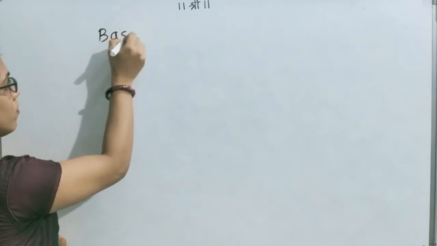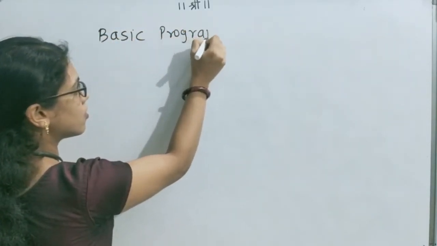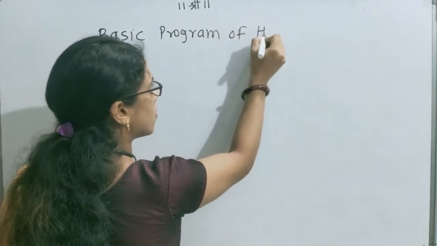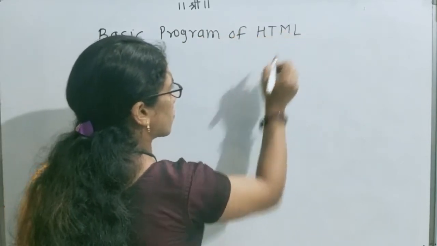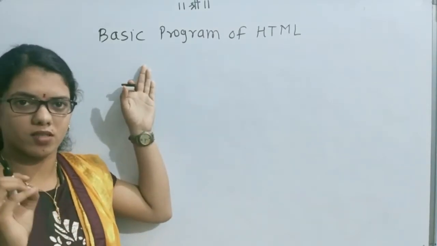This year, a question was asked for 3 marks. Explain the basic structure of an HTML program. Very few tags are used in the basic structure of an HTML program.